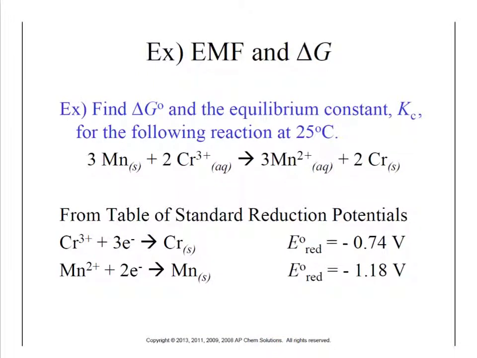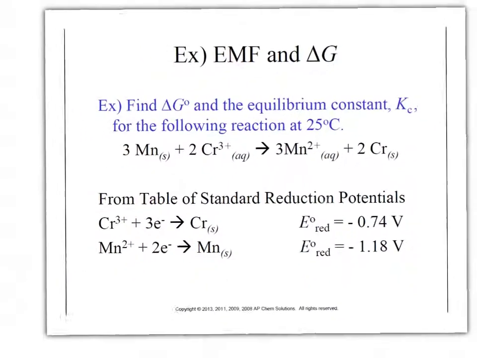So for this problem right here, we're given a reaction, and it wants us to find the delta G and, ooh, the equilibrium constant as well. So this should be fun. To do the delta G, which we'll start off with, we can use that equation that we just saw. And it looks like we're going to need the E of the cell first, so let's start by getting that. This is just going back to the old formula where we add the two together.